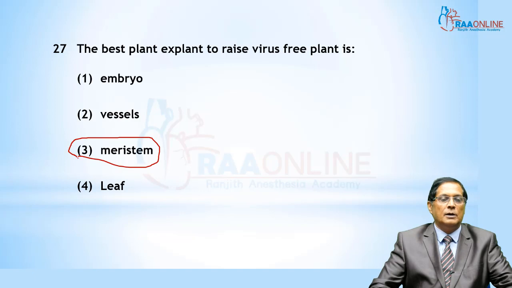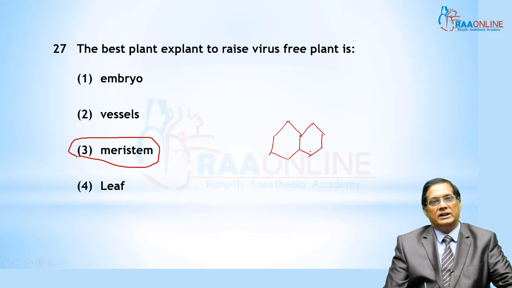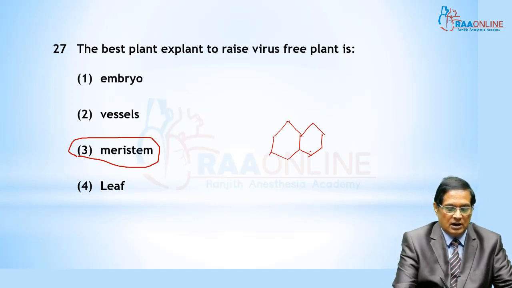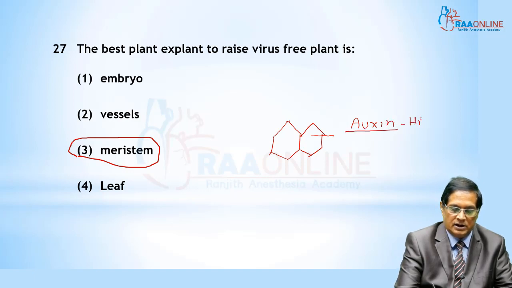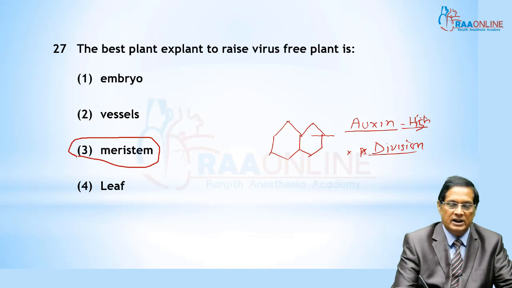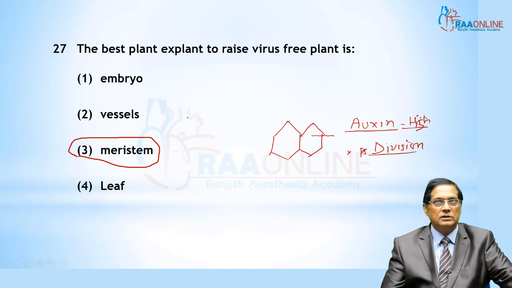Why is it pathogen free? Number 1, cells are in a dividing state, and in dividing cells viruses do not develop. Second, oxygen concentration is high in meristematic cells, which is adverse to viruses. That's why meristems are useful for the formation of viral free plants.